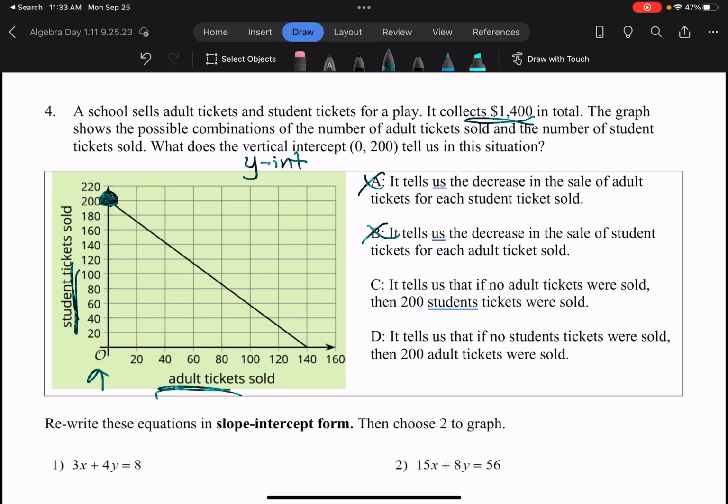C, it tells us that if no adult tickets were sold, 200 student tickets were sold. Ooh, this one's looking pretty good. I like this one so far. Let's look at D. It tells us that if no student tickets were sold, then 200 adult tickets. So again, on this graph, this is telling us the student tickets sold 200 and the adult tickets sold 0. So C is our best answer.